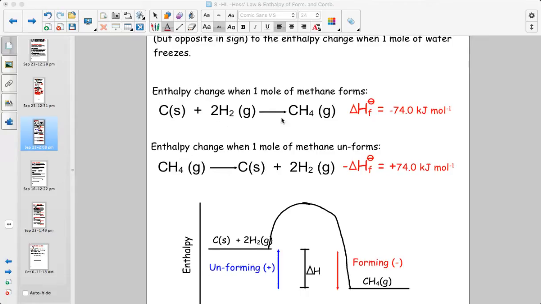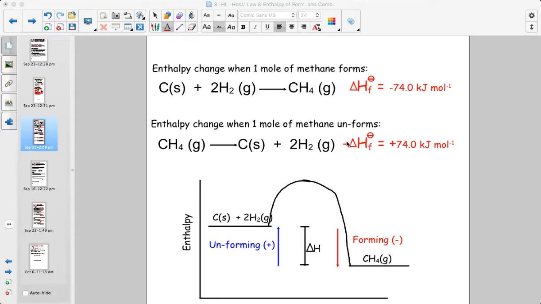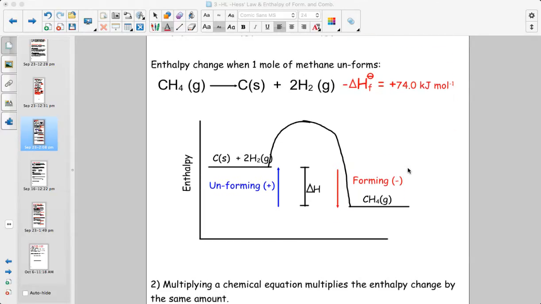The enthalpy change when 1 mole of methane forms is represented by this chemical equation, and the enthalpy change is negative 74 kilojoules per mole. So then if you flip it, the enthalpy change when 1 mole of methane unforms, I guess is how you could say it, or breaks apart, it should be the opposite of that enthalpy change. So that would be represented by positive 74 kilojoules per mole.